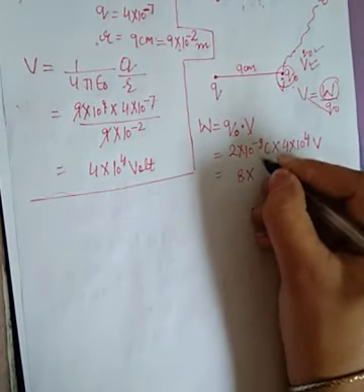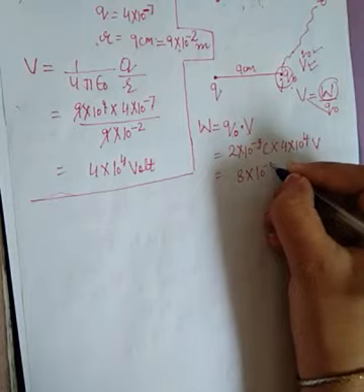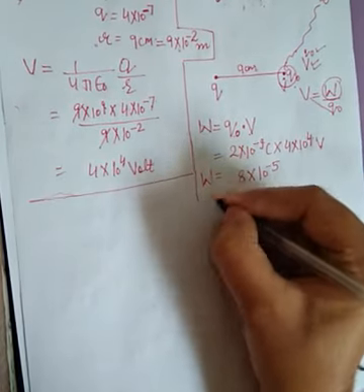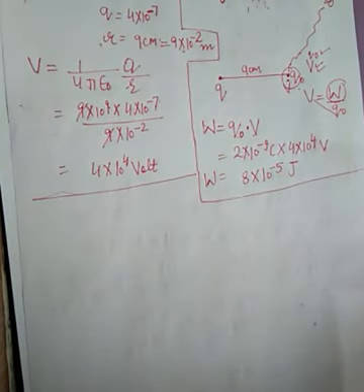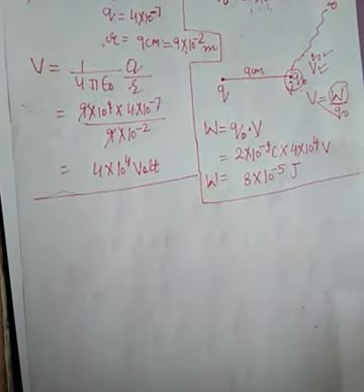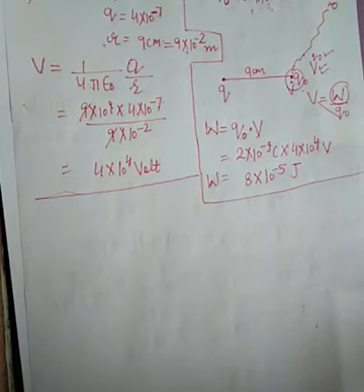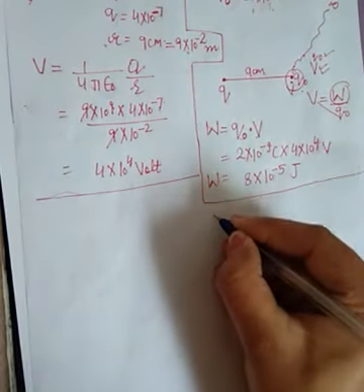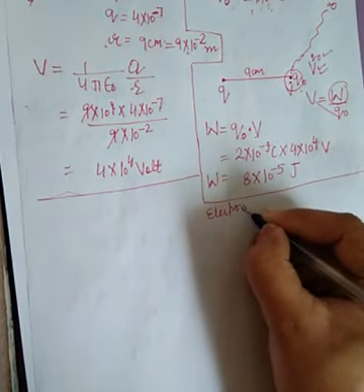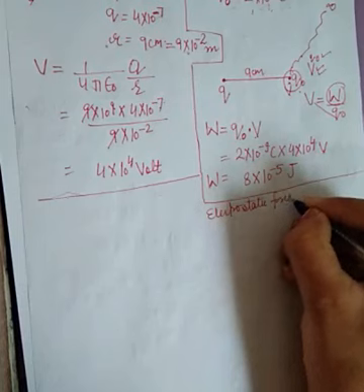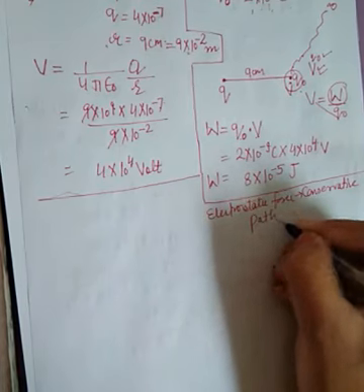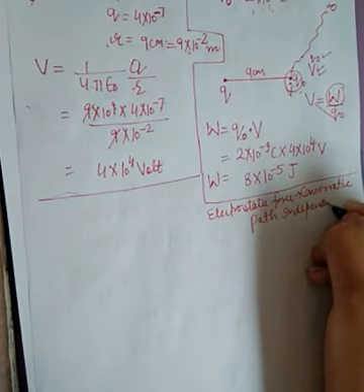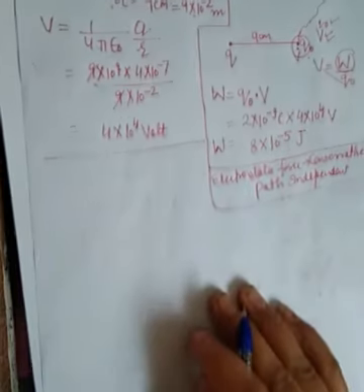4 into 2 is 8. Minus 9 plus 4, it will be minus 5. So it is work, and SI unit of work is joule, so it will be in joule. Okay. Next, does the answer depend on the path? No, because work done is path independent. It is under the action of electrostatic force, and electrostatic force is a conservative force, conservative in nature. Conservative means path independent. Okay, so it doesn't depend upon path.